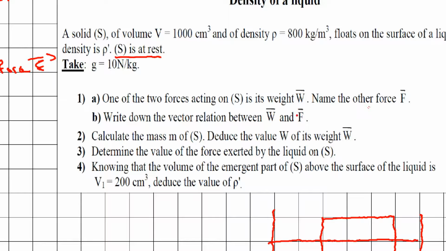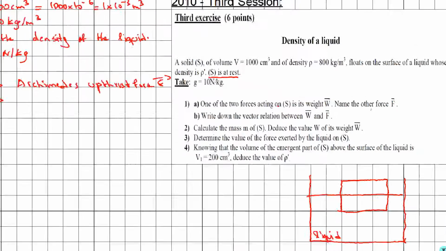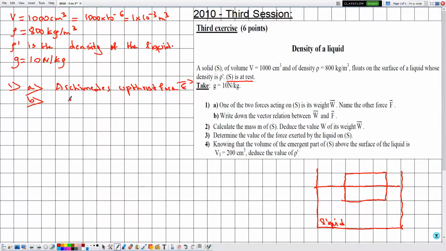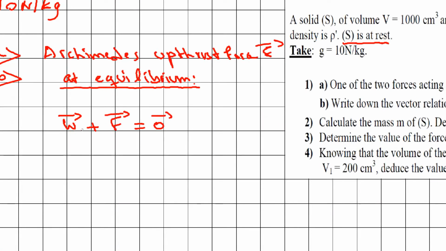Now part B: write down the vector relation between W vector and F vector. In other words, they are asking me about the condition of equilibrium. Then always as a title we write at equilibrium. How do you apply this condition? Always on the left we write the sum of forces acting on the solid S, and they are given by the weight and the Archimedes upthrust force F vector, and on the other side we write the 0, and we don't forget the vector because this is a vectorial equation.